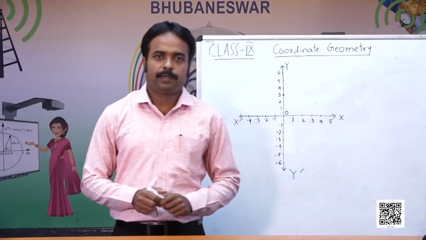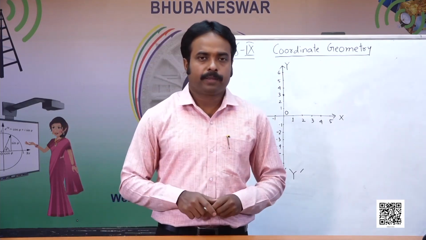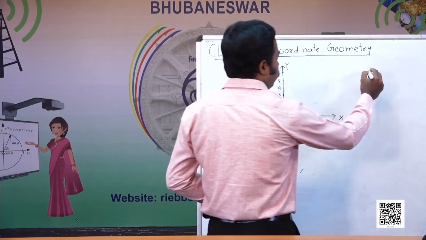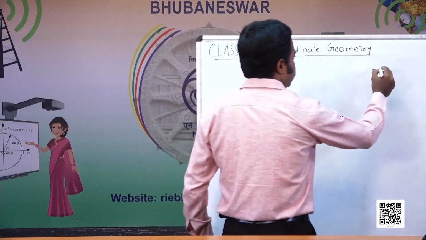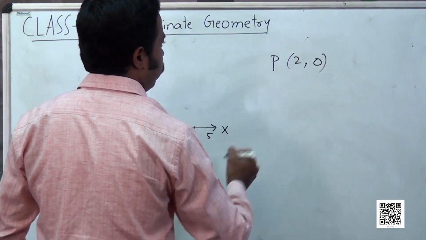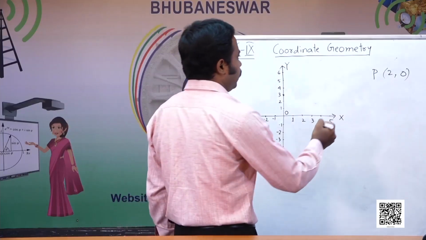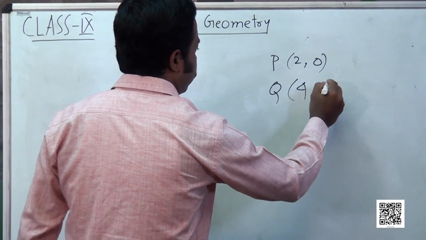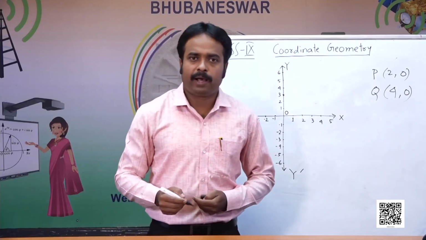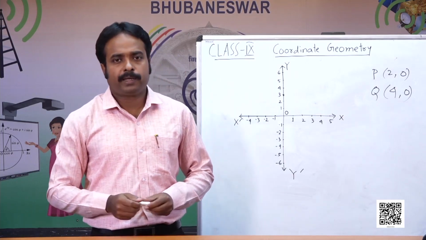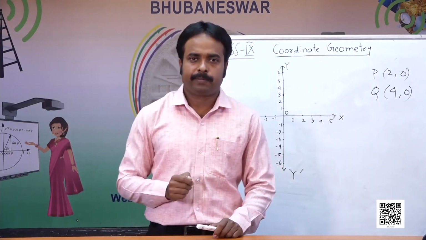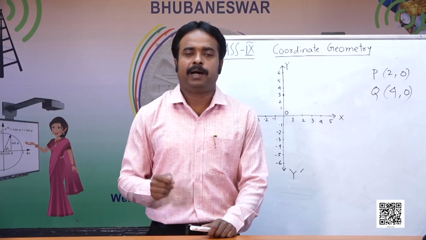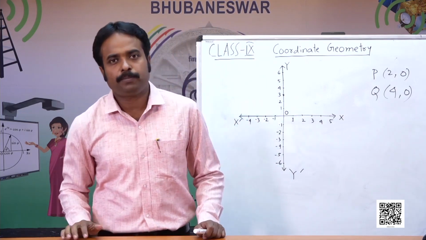Okay students, let us solve another problem. If we take the coordinates of any point P as (2, 0) and another point Q as (4, 0), now if I ask you to take another point R such that PQR will represent a right triangle, then what do you have to do?